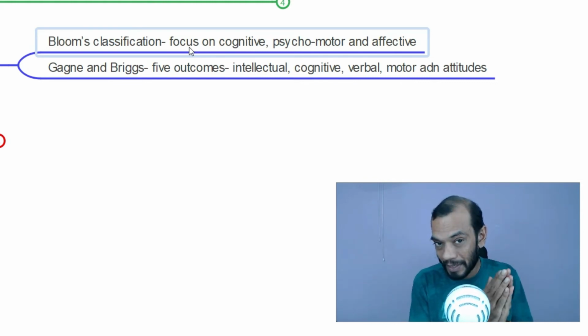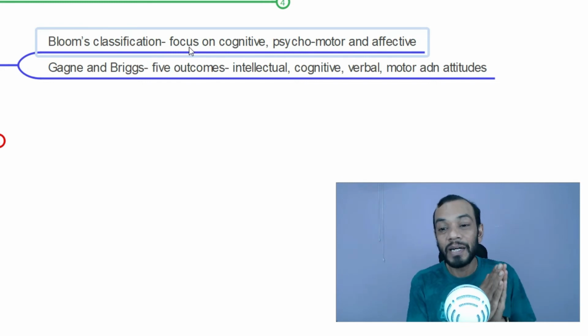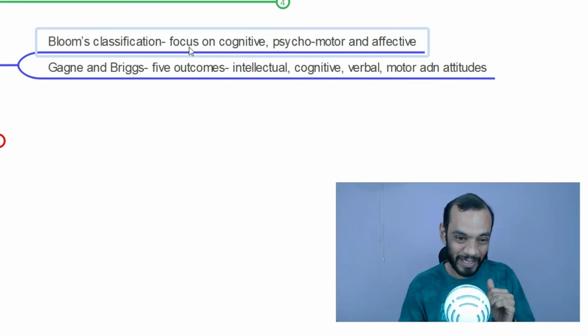And Gagne and Briggs, they are other educational psychologists. They say that apart from these there must be 5 outcomes. They added intellectual, cognitive, verbal, motor, and attitude skills. Again, there is a spelling mistake in and. I'm sorry for fast typing.